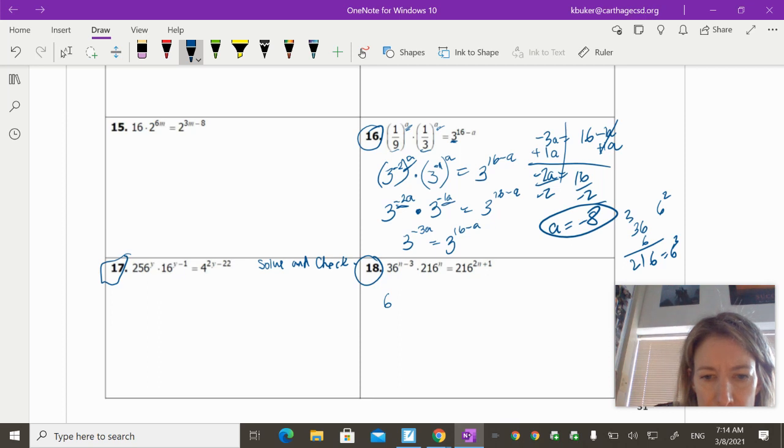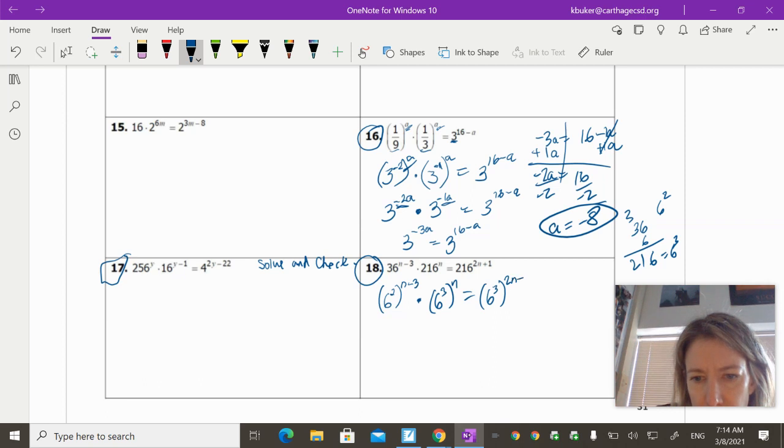So my common base here is going to be 6. So I have 6 squared, and that's the n minus 3 power, times 216 we said was 6 cubed to the n power equals, there's another 6 cubed to the 2n plus 1 power.